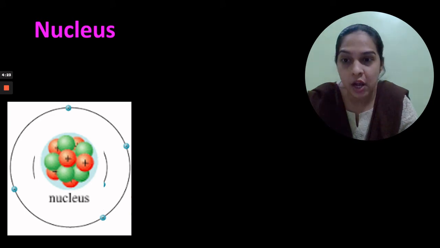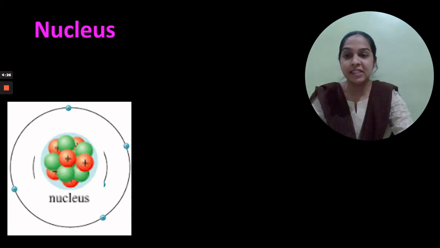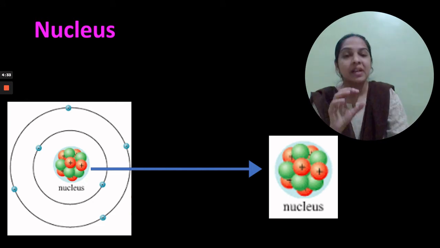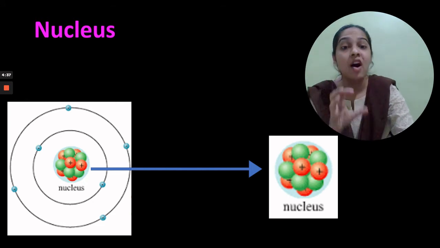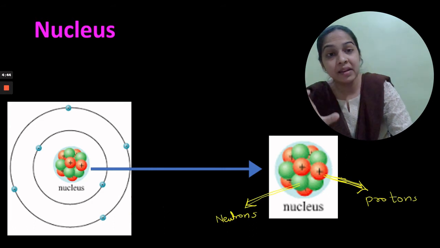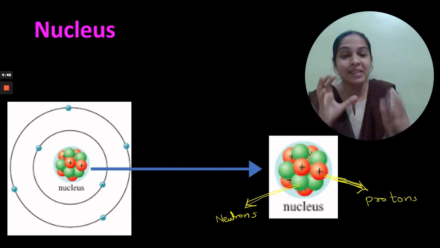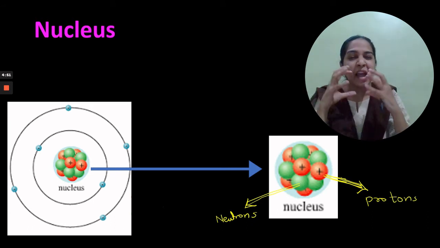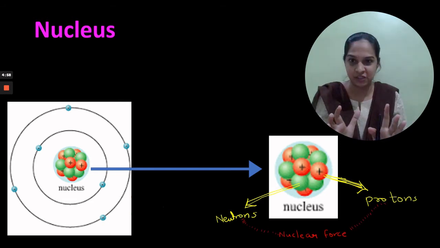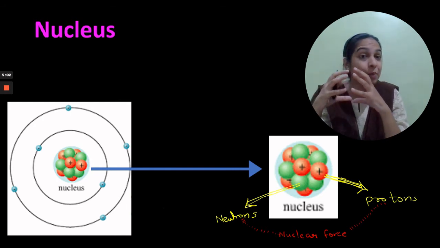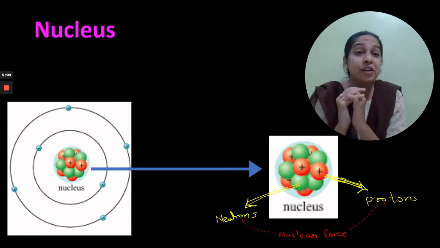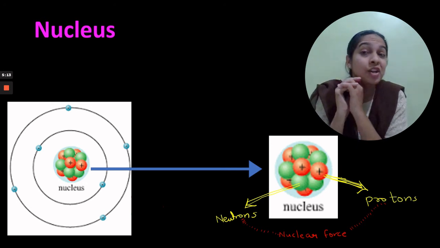Now let's first talk about nucleus. As you can see, your nucleus is present at the center of your atom. This nucleus is actually made up of positively charged particles called protons and neutral particles called neutrons. These protons and neutrons are held together tightly by a strong nuclear force, which is one of the strongest forces of attraction. So this mass that you see is nothing but protons and neutron particles. They are held together tightly with each other at the center of the atom. This is nothing but nucleus.